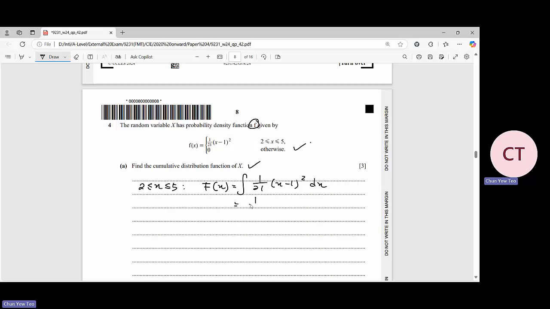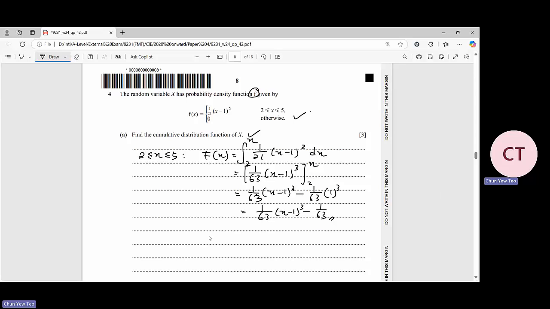I will get 1 over 63 times (x minus 1) power 3. Then you integrate from 2 to x. If you put the x inside, you will get (x minus 1) cube. If you put 2 inside, then you will get 1 cube. So at the end, your answer will be 1 over 63 (x minus 1) cube minus 1 over 63.